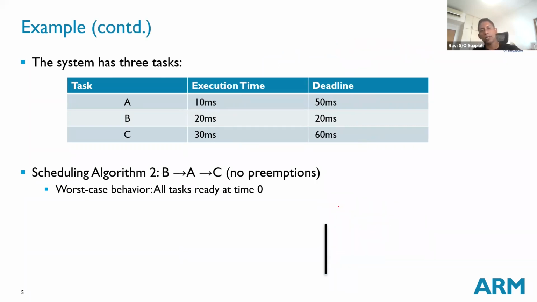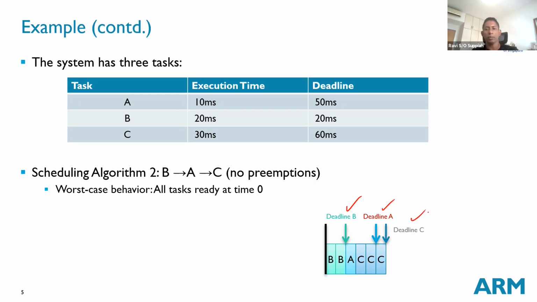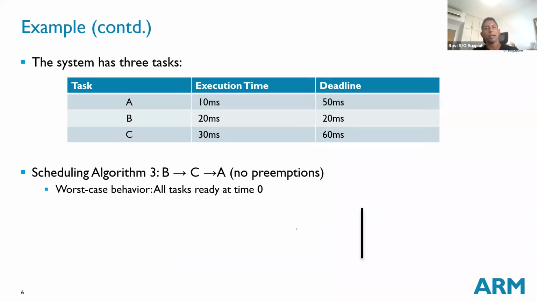Let's try another example. The same times and deadlines, but now I put B first, then A, and then C. If I go by this order, what you see is I'm able to meet the deadline for B, and able to meet the deadline for A as well as for C. So there is no issue with running all 3 tasks without missing any deadline. So this sequence works for us.